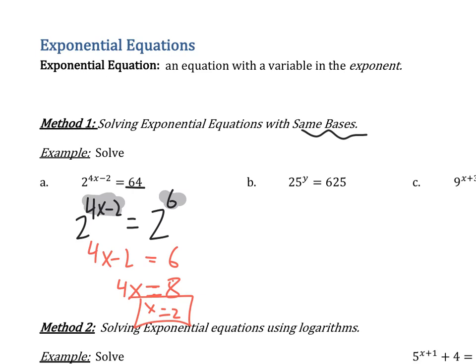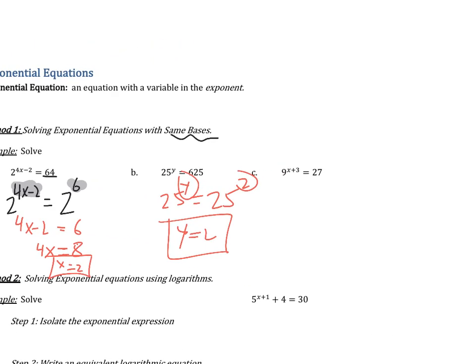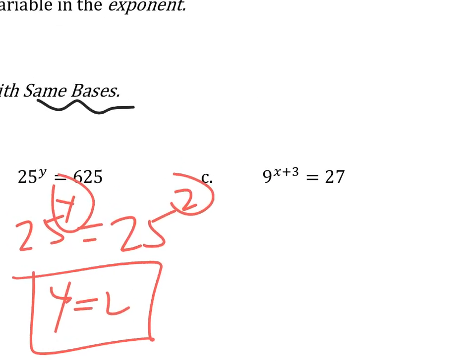That's the key. Here we have 25 to the y equals 625. And so, well, 625 is 25 squared. So we can write it with the same base. So y is 2. That's the idea there. Okay. This is, again, if we can write it with the same base.